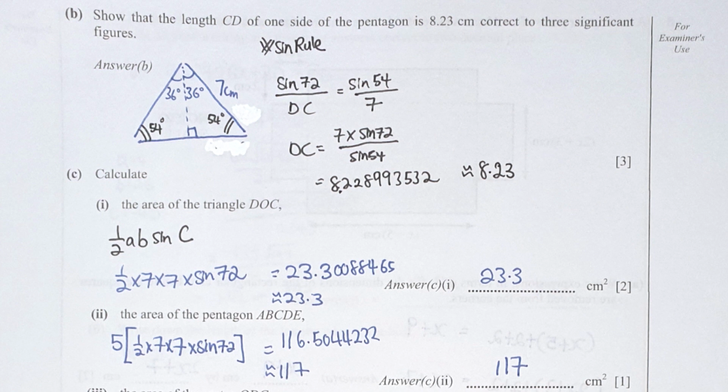For section B, show that CD, one side of the pentagon, is 8.23. So I'll be using the sine rule to identify that. Okay, since the center value is 72, I break it into two pieces, which is 36 and 36. The other thing to take note of is that when I drew a line down from there, I will form a right angle. Hence, the remaining value for both of the triangle corners will be 54. So I took sine 72 over DC equals sine 54 over 7. After the calculation, we managed to prove that DC is actually 8.23.